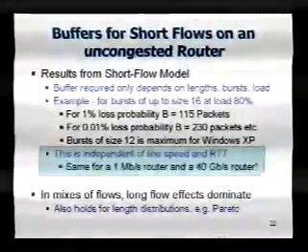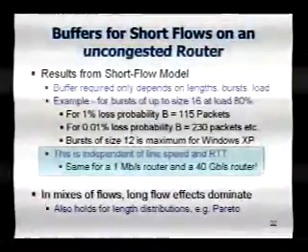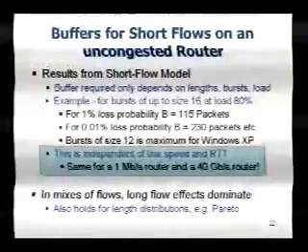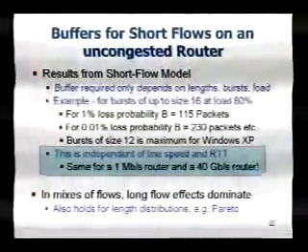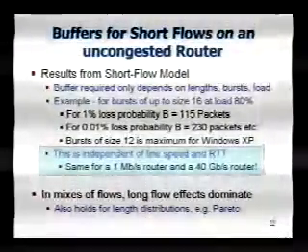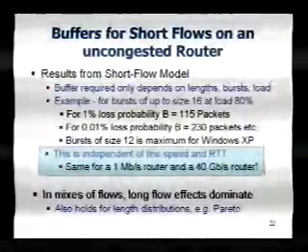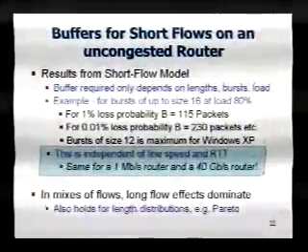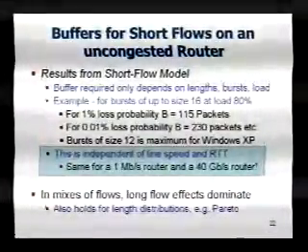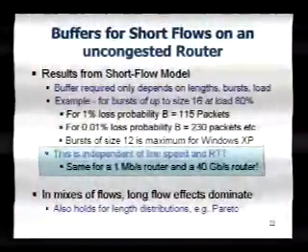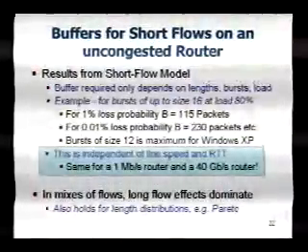Bursts of size 16 might seem small at first glance, but for example, Windows XP usually doesn't scale its window size above 12 packets. So this is actually a fairly realistic number. But the most important takeaway is that the amount of buffering you need for these short flows does not scale with the line speed. So if you build a 1 megabit router or a 40 gigabit router, as long as it serves the same type of traffic and just more of it, the amount of buffering you need does not change. And what this means is that the amount of buffering you need for the long flows, which increases with the bandwidth, usually is the dominant of the two effects.